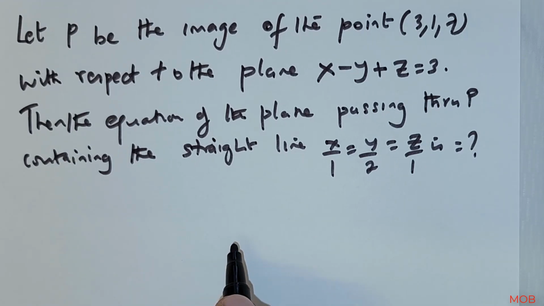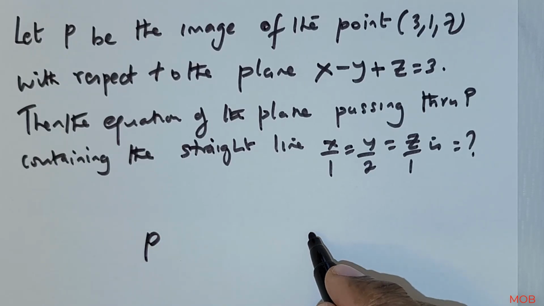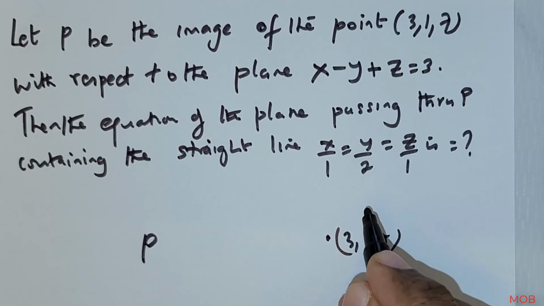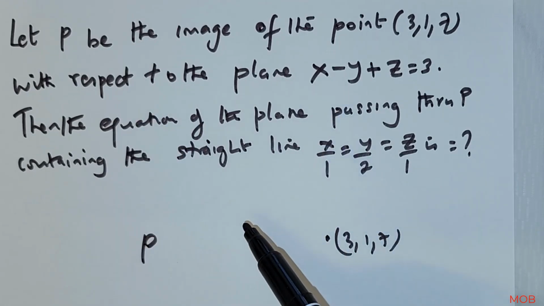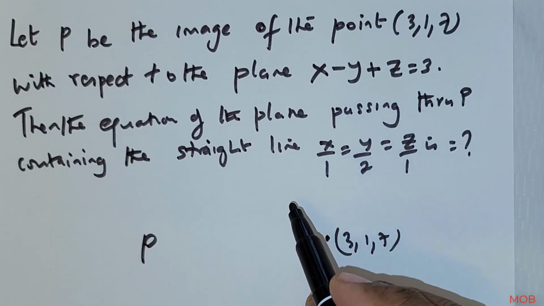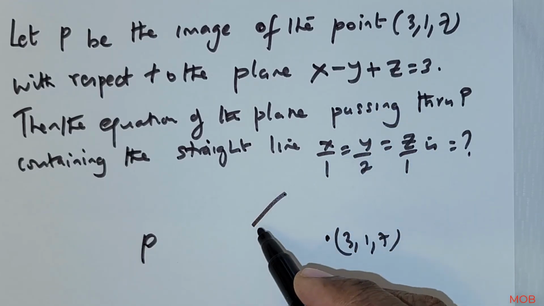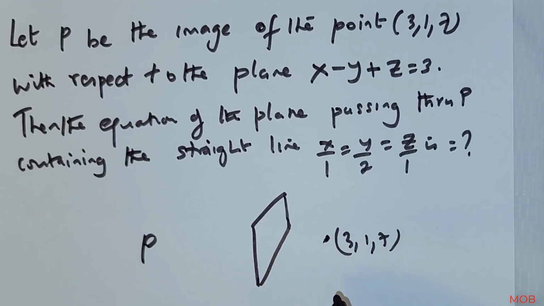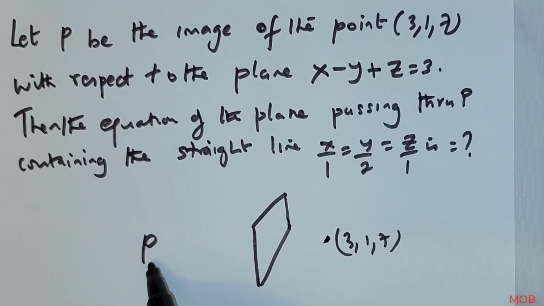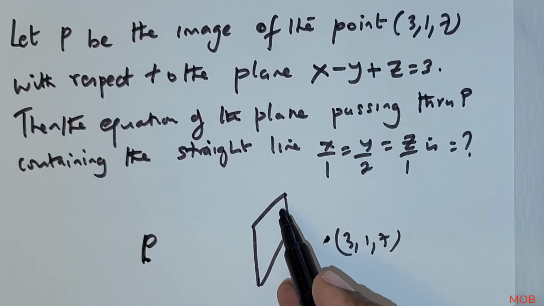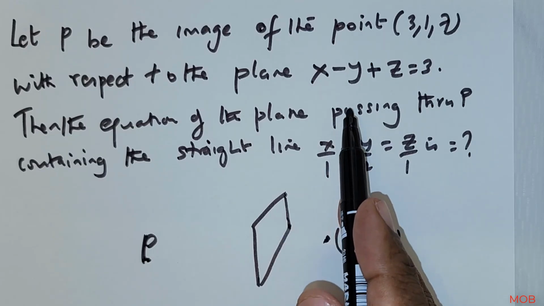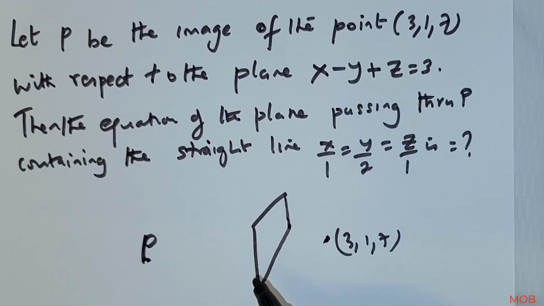Let P be the image of the point (3, 1, 7) with respect to the plane x - y + z = 3. So the point is (3, 1, 7), and P is the image of this point, which is obtained via the reflection through the plane x - y + z = 3.